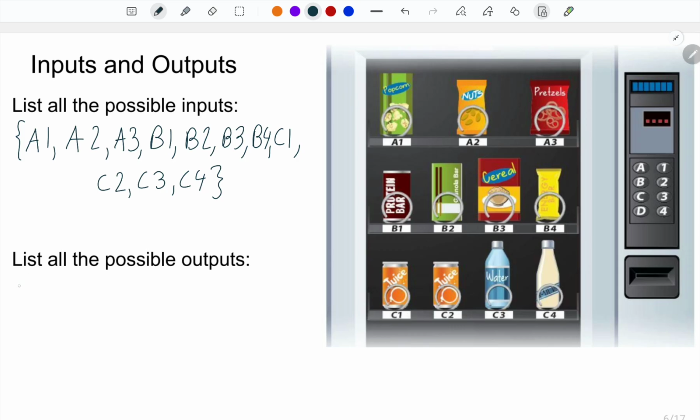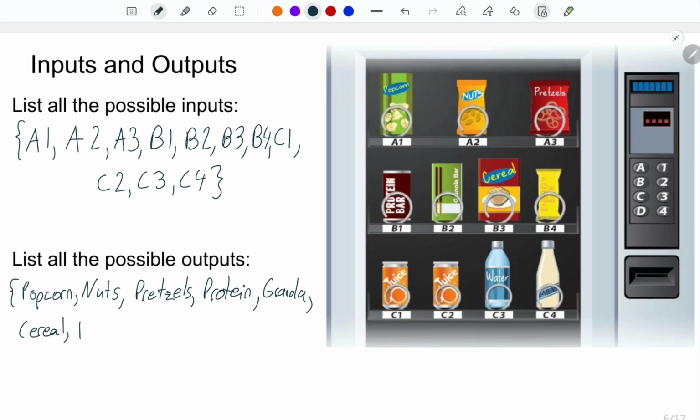The set of outputs is, well, all the things that I can actually get. So the popcorn, and yeah, we'll write this all out. Nuts, pretzels, protein bar, the granola bar, cereal, energy bar, the orange juice. Oh, let's spell orange correctly.